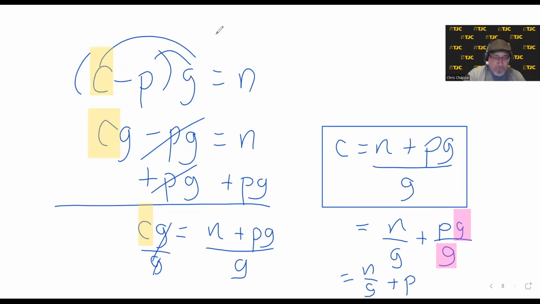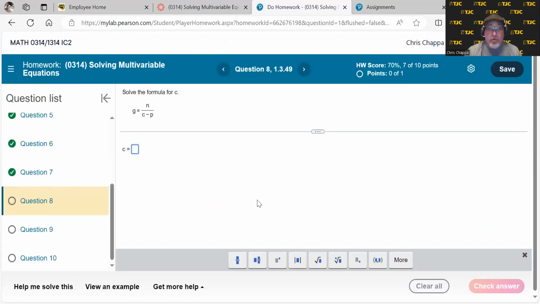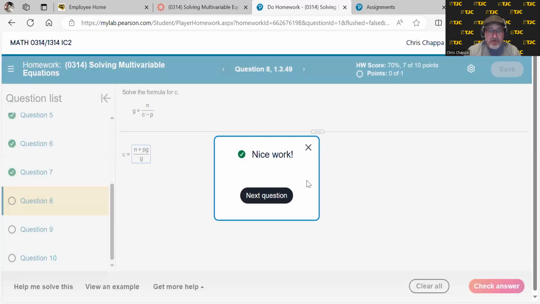Which one's the best answer? That's a matter of opinion. I'm going to type in the one that you see here, the big fraction with N plus PG on the top. Although I'm not sure how long this video is, but I figured if I'm going through all of the homework, you're probably okay with it, or at least all of the 1314 homework. All right, so we had a fraction, N plus PG over G, I believe is what we had. We did. Nice work.